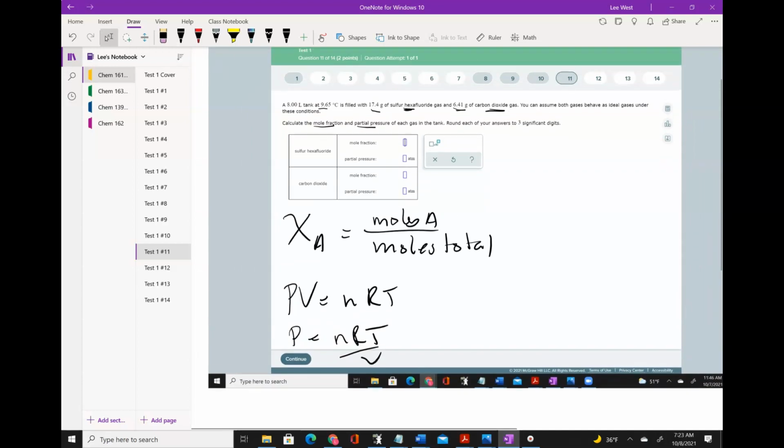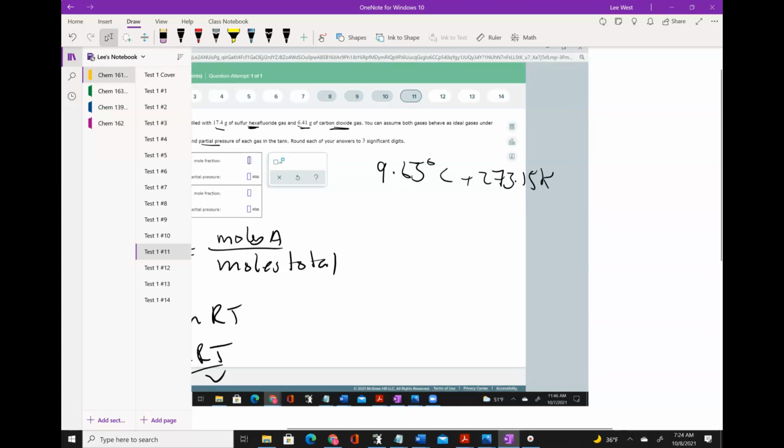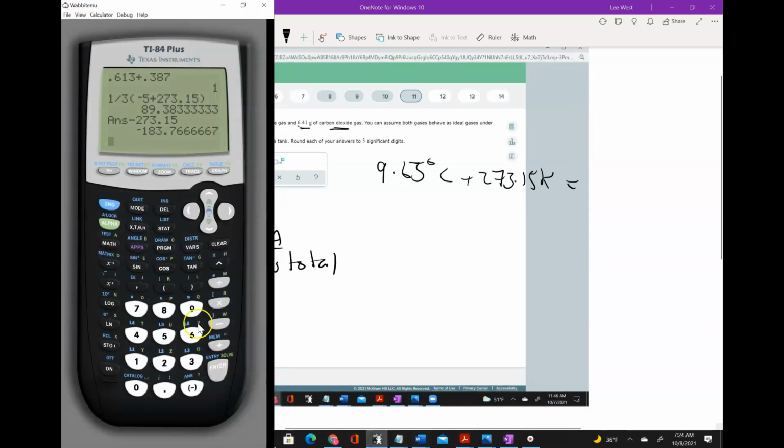So the temperature was 9.65 Celsius. So we've got to convert that to Kelvin pretty quick. Always do that. For a gas law problem, you'll get some points just for converting your temperature to Kelvin. So 9.65 plus 273.15. Enter. There we go. 282.8 Kelvin. Always do that.